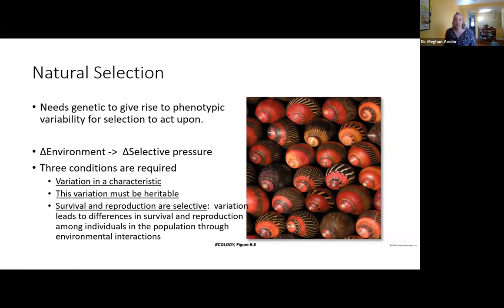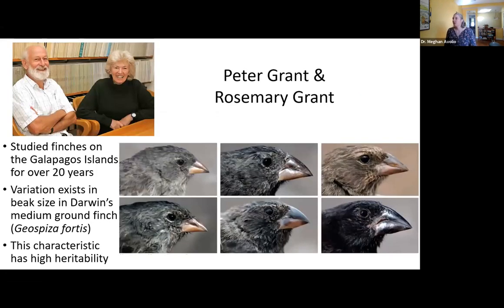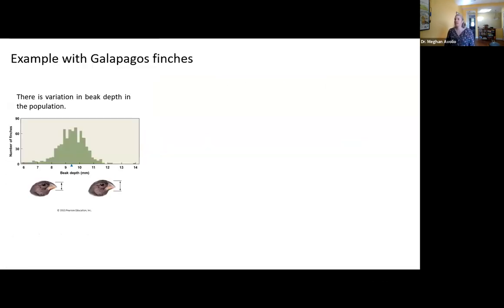I'm going to walk us through an example of natural selection with finches in the Galapagos, which is a very famous example. So I'm going to talk about work done by Rosemary and Peter Grant. They studied finches in the Galapagos for over 20 years, and they noticed a lot of variation in the beak size of the ground finch. Here are all birds of the same species, but you can see they can have really small beaks to pretty large beaks. And they found that this characteristic is really heritable.